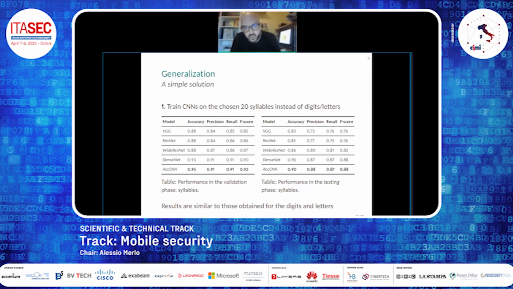In this table, we show the results obtained. Best results are highlighted in bold, and as we can see, results are similar to those obtained for the digits and the letters. That is, the custom convolutional neural network always outperforms the other networks.